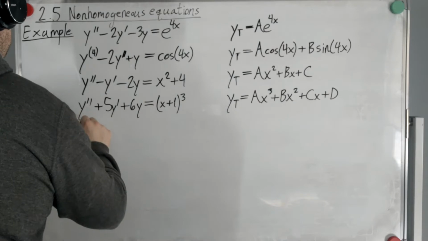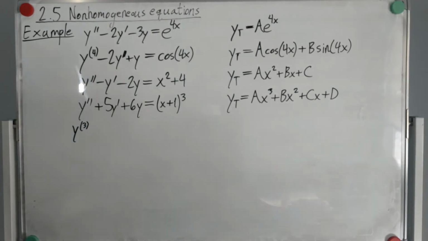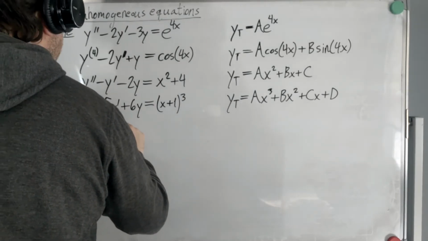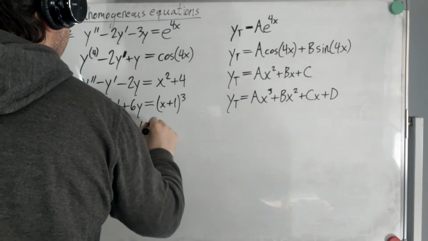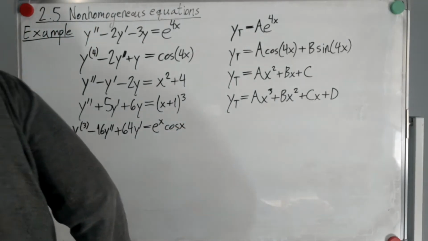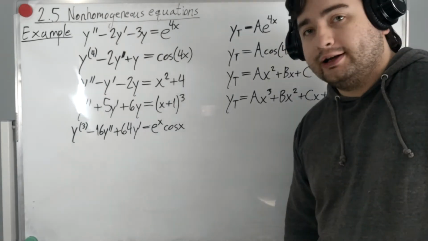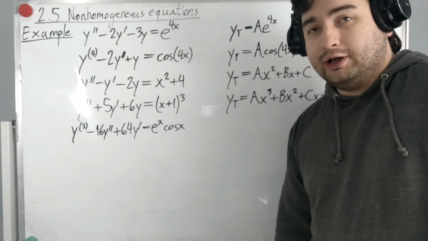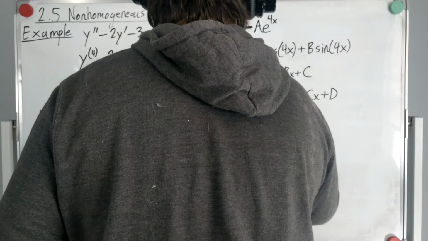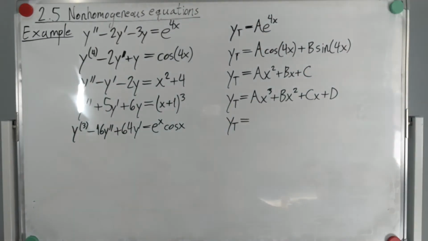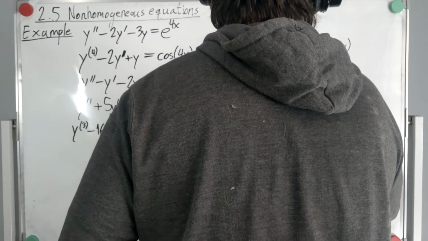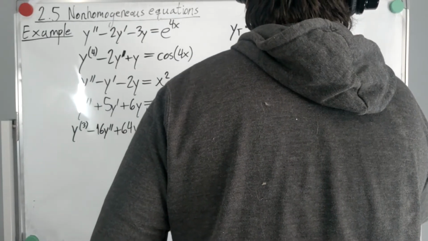Suppose we had the third derivative of y minus 16y'' plus 64y' equals e^x times cosine x. Okay. Well, that's not an exponential, and it's also not sine or cosine, but it's a product of those two things, right? So the guess that you would make is just going to be the product of those two guesses. We're going to have e^x times (a cosine x plus b sine x).